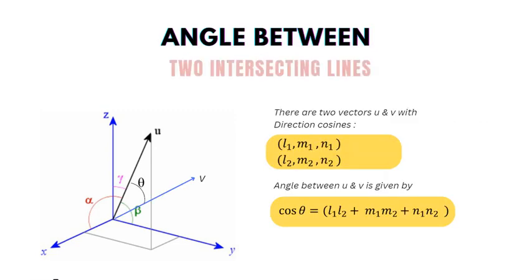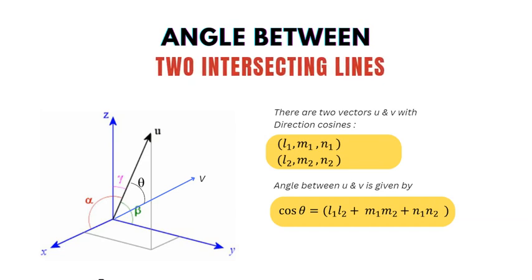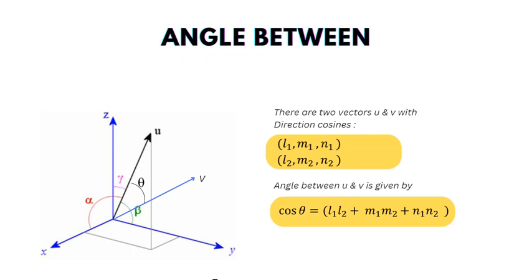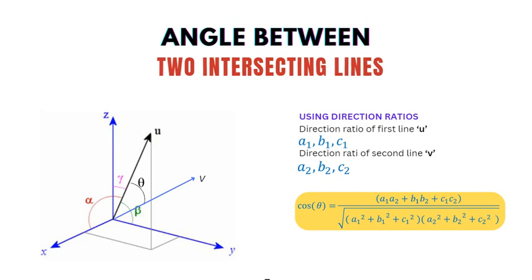If there are two intersecting lines u and v with direction cosines l1, m1, n1 and l2, m2, n2, then the angle between these two lines is given by cos θ = l1l2 + m1m2 + n1n2. Similarly, for two intersecting lines u and v with direction ratios a1, b1, c1 and a2, b2, c2, the cosine of the angle between them is given by a lengthy formula as shown in the diagram.